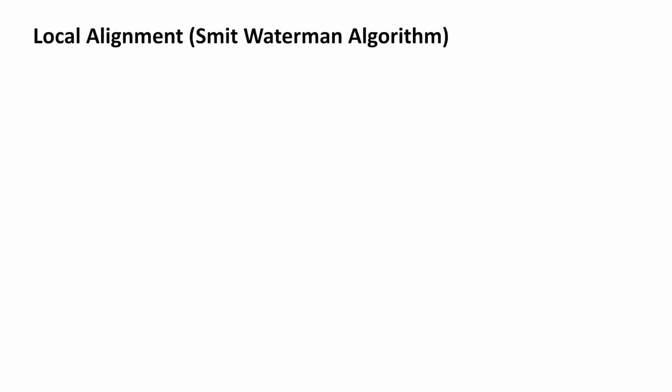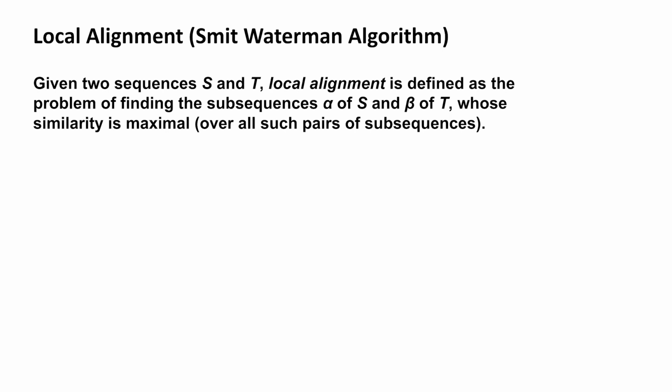The second alignment type is a local alignment, which is also known as the Smith-Waterman algorithm. Given two sequences, a part of one sequence aligned with a part of another sequence, or a segment of one sequence with a segment of another sequence, such an alignment is known as a local alignment.